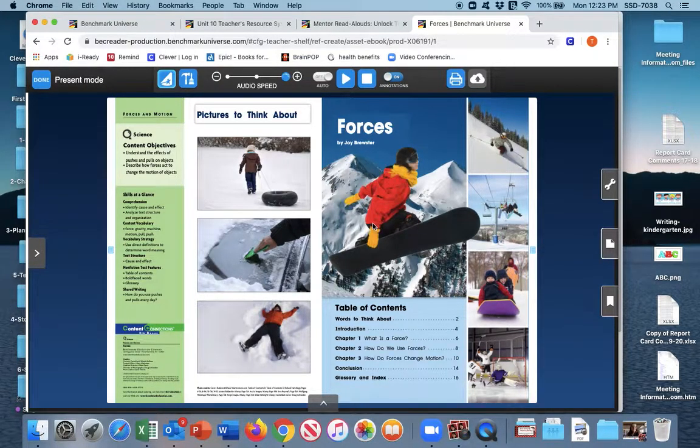This right here is the title page. It tells the name of the book, Forces, and it also has the author, Joy Brewster. It also has the table of contents. The table of contents shows the main parts, including the chapters right here, and of course the page numbers that the chapters begin on. So the first section in the table of contents says words to think about.